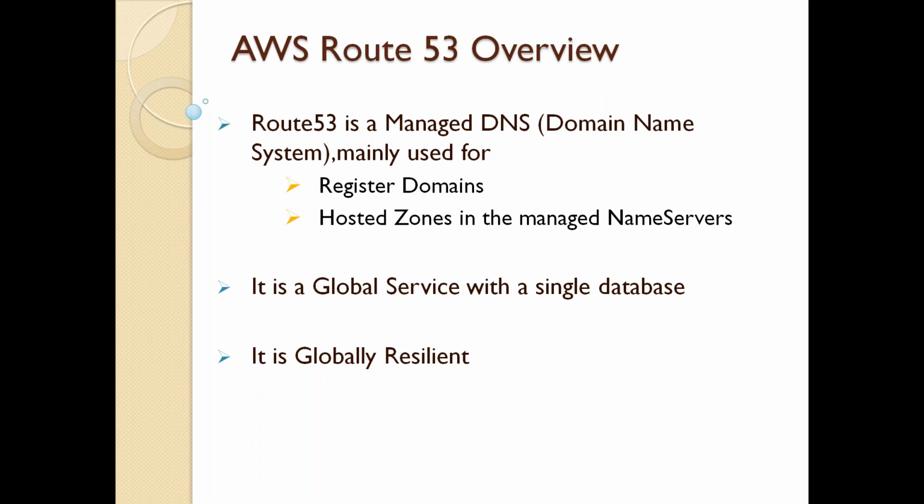It's a global service with a single database. That is why when you go and check whether www.example.com is there or not, it's able to search the entire world and then come back and say example.com is available for you or not, right? So it's a single global service with a single database. It's globally resilient. That means if something goes down, it is already available in multiple regions, so it can still serve you. The service can be up and running.